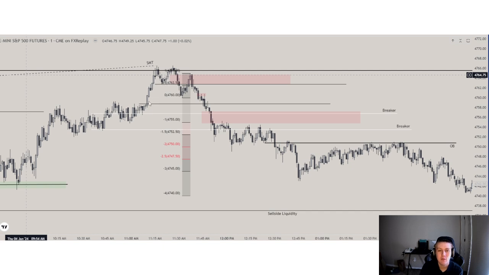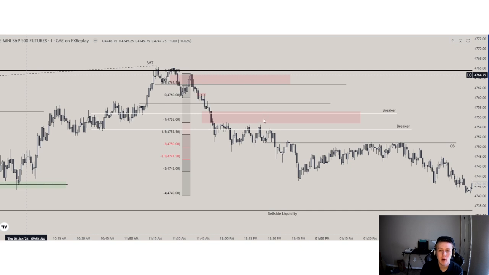that's that inversion fair value gap right there. We end up having a fair value gap within here, a 1 minute fair value gap overlined with this mitigation block right there. Sorry, the standard deviations kind of overlapped right there. Then we end up trading lower.